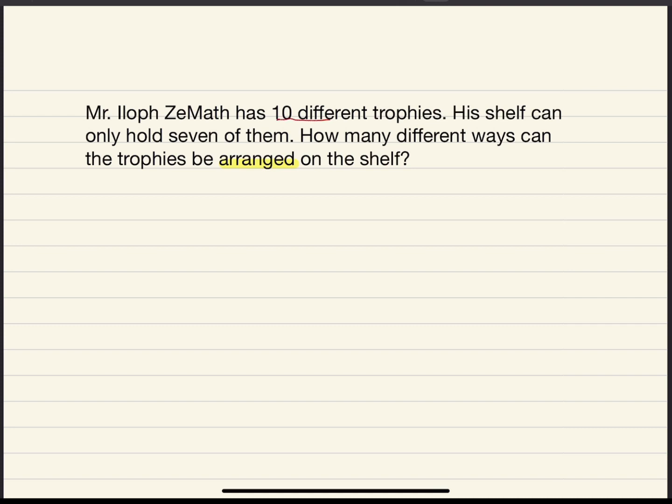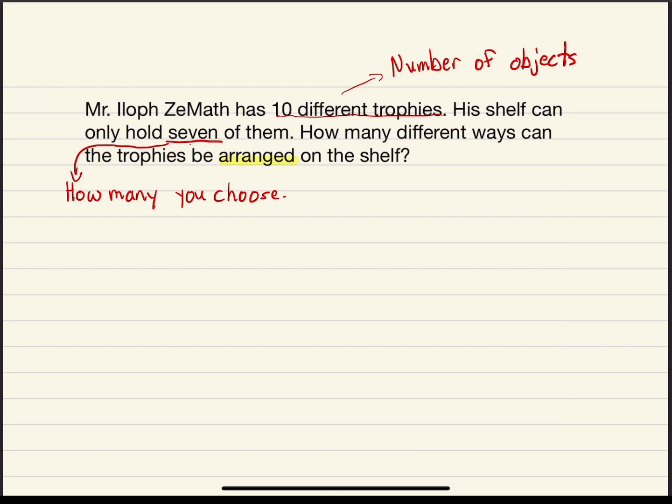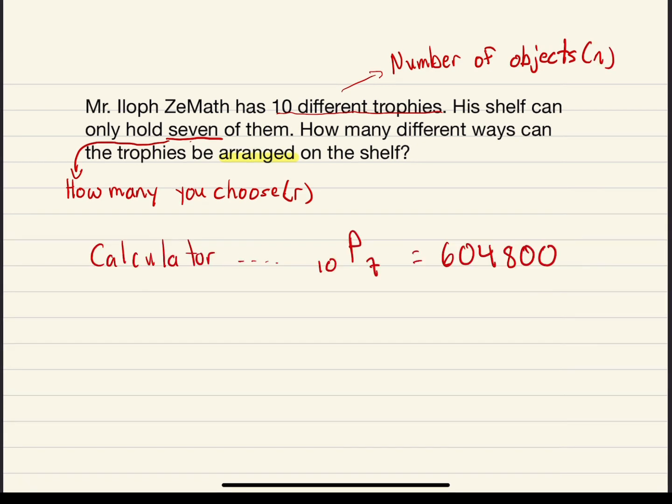The 10 different trophies is the number of objects that we're going to be arranging. And the 7 is the number of objects out of the 10 that we're deciding to arrange. So that would be the r, and this would be the n. If we're using our calculator, we put 10 P 7, and that gives us a permutation number of 604,800.